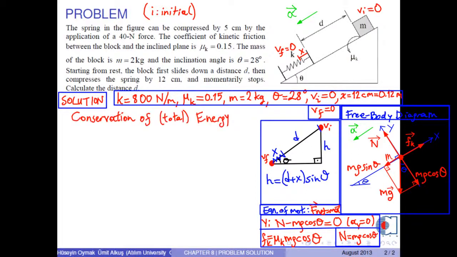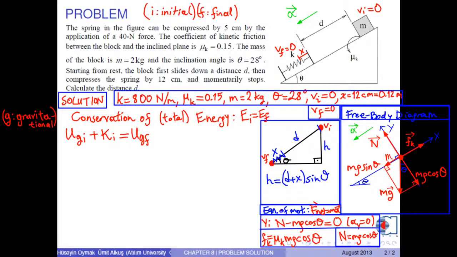The conservation of total energy can be written as the initial total energy equals the final total energy. We have initially the gravitational potential energy and the kinetic energy of the block. The final total energy is composed of the final gravitational potential energy, kinetic energy, the potential energy stored in the spring, and finally the thermal energy due to friction between the block and the surface.